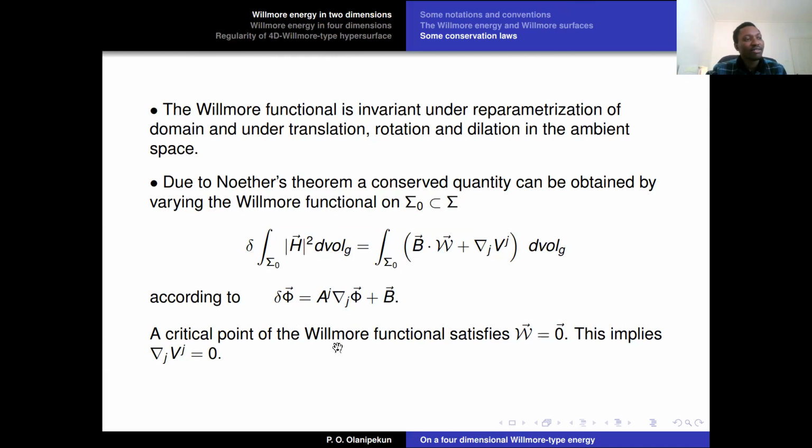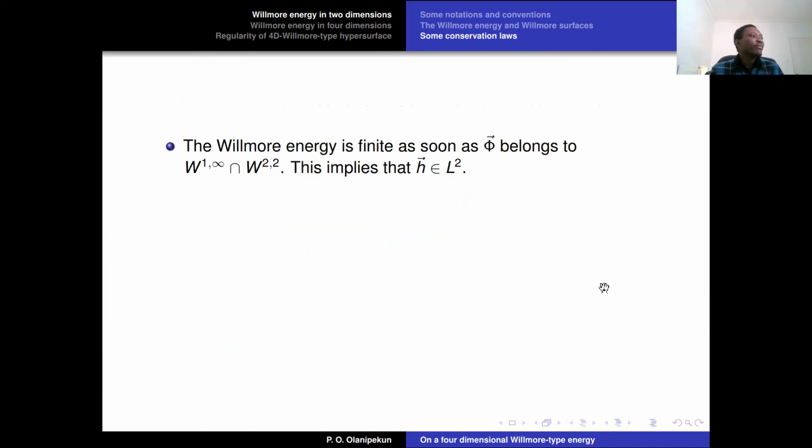So what does this tell us? When you are at the critical point of the Willmore energy, your Willmore operator W equals 0. That's the Willmore equation. And also, because this is a little patch, just a very, very tiny surface, you have that this quantity is conserved. And that's what you have here. So at a critical point, you actually have that nabla_j V^j equals W equals 0.